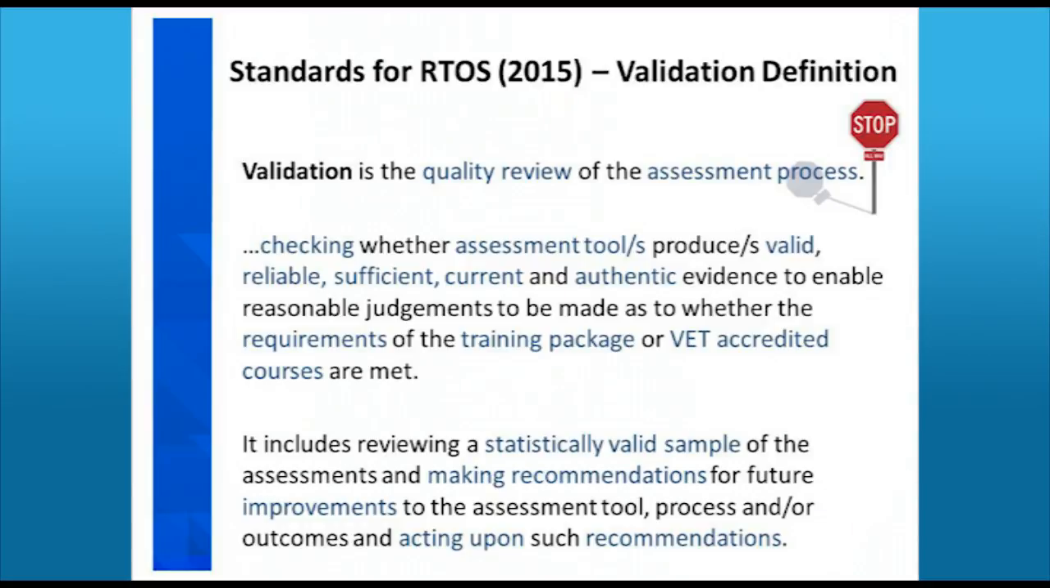Now, our traditional rules of evidence didn't have sufficiency in. They did have them in a few years ago, then they took them out. Anyway, they're back in. So in the actual standard itself, it focuses on those words. When you start to get into the nuts and bolts of the actual standard, it starts to bring out the terminology related to the principles of assessment. So the fairness, the flexibility, the reliability, and the validity. I knew those. To enable reasonable adjustments to be made as to whether requirements of the training package or VET course or accredited course are met. And there's this lovely little idea about this statistically valid sample, which is new to us, of the assessments and then making recommendations for future improvements.